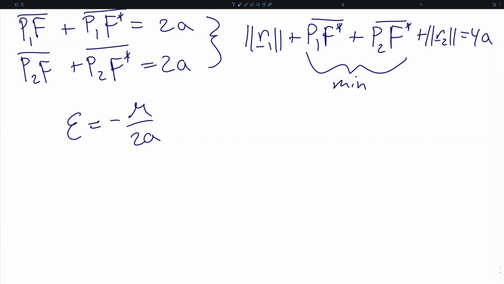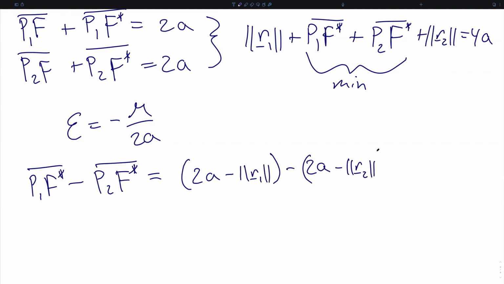And now let's subtract these to find that is, the line segment P1F star minus the line segment P2F star equals the norm of our vector R2 minus the norm of our vector R1, again, a constant based on the problem statement. One segment minus another segment equaling a constant is a geometric representation of a hyperbola whose foci lie at P1 and P2.